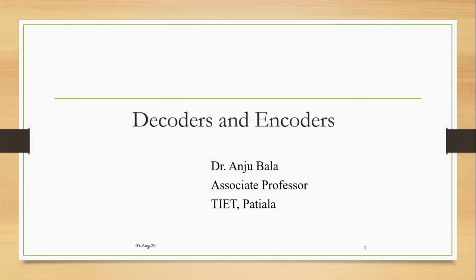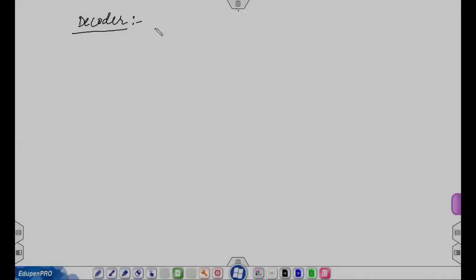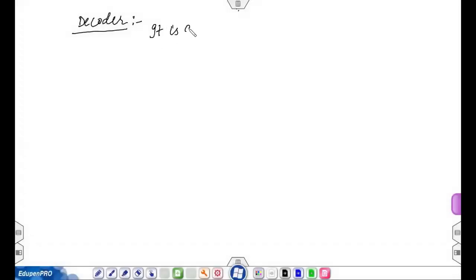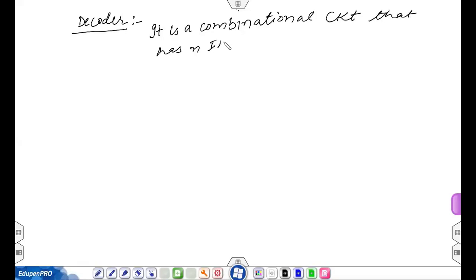Dear students, in today's lecture we'll discuss decoders and encoders along with their applications. A decoder is a combinational circuit that has n inputs and 2 raised to power n outputs. This is the definition of a decoder; now let's look at its applications.